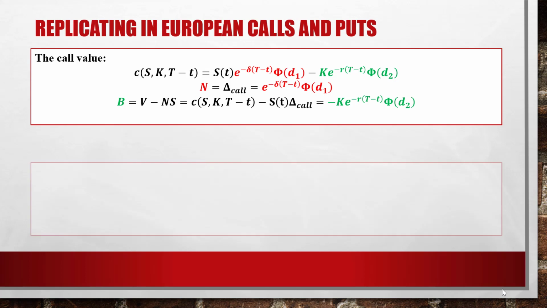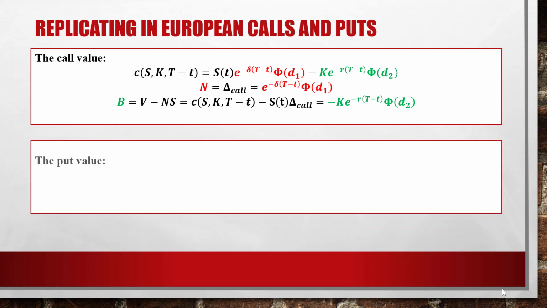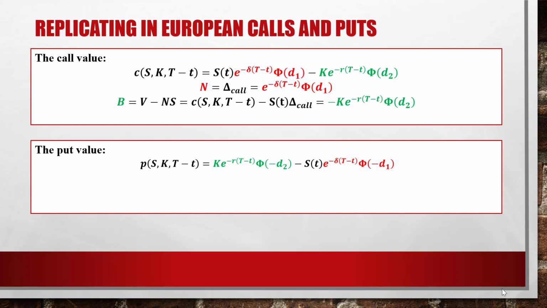And similar for a put value, if we consider a European put option, then we get the put value is K e to the minus r (T minus t) phi of minus d2 minus S of t e to the minus delta (T minus t) phi of minus d1. And then if we differentiate with respect to S, we get the delta put here, right? And n here looks similar to the delta of call, but you switch sides. We flip the sign for e and the sign for d1.